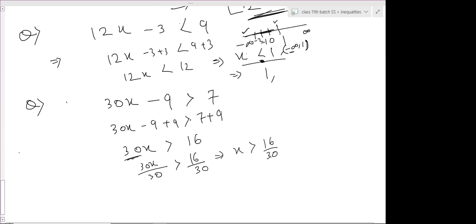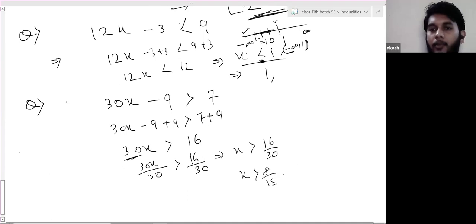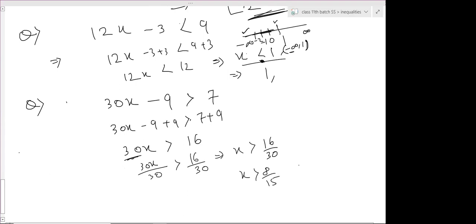But 16 by 30 can be cancelled, right? Right. You can write this as 8 upon 15 also, no worries. That's what I did. I cancelled it by 2. I got the same, but I don't know how to write it in intervals. So how to write this in intervals?